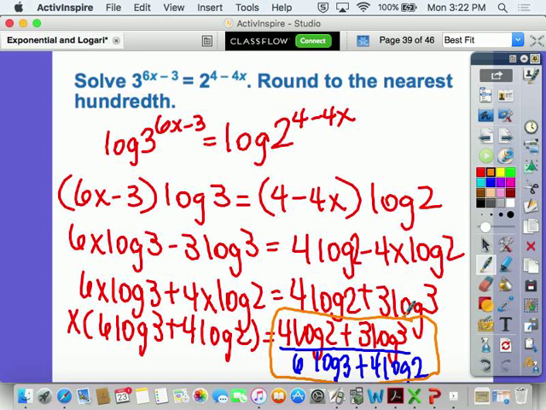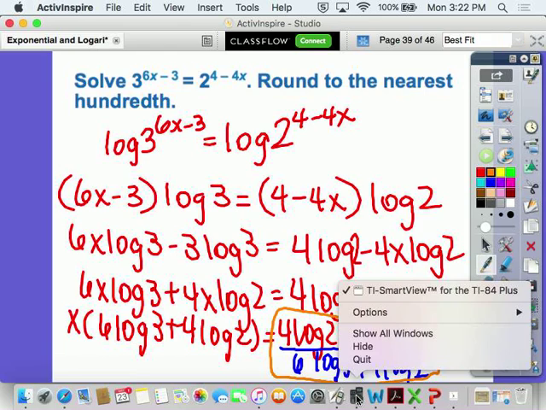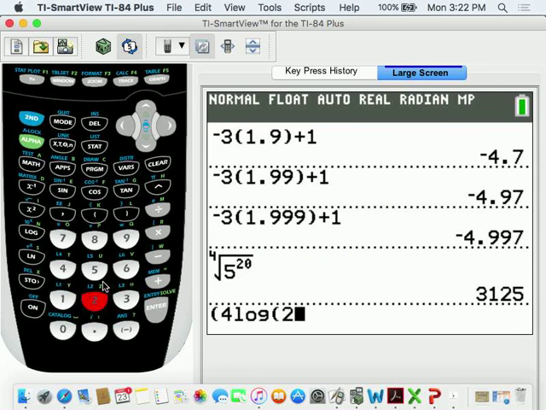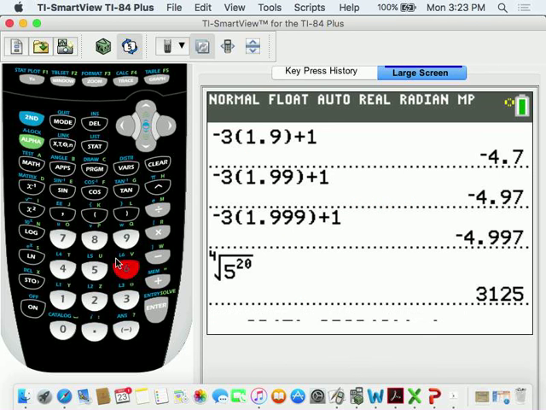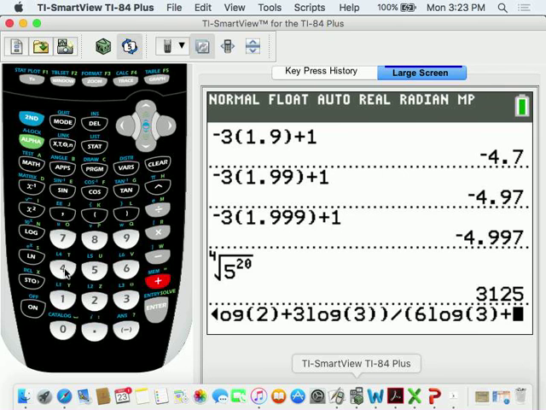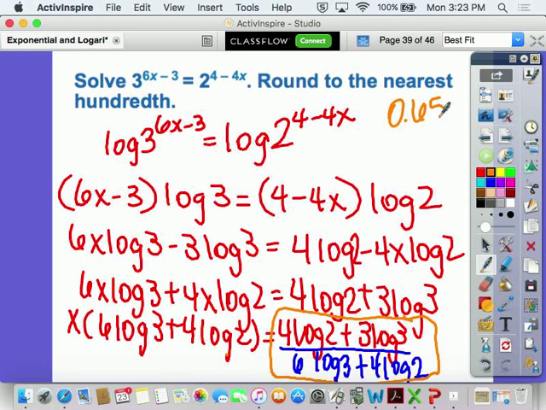And I'm going to do that for you guys so you guys can see. Might be some switching back and forth, but here we go. It's going to be 4 log 2 plus 3 log 3. That's all in my numerator. That's why I include the parentheses right here and here. Then I'm going to divide that by, in parentheses, 6 log 3 plus 4 log 2. And so my answer is going to be 0.648. I think I'm rounding to the nearest 100th, right? So it's going to be 0.65.